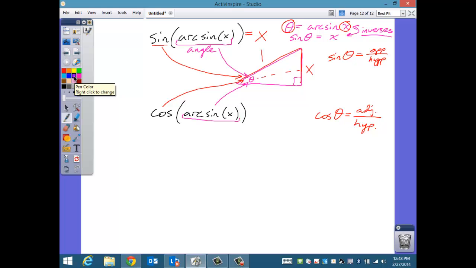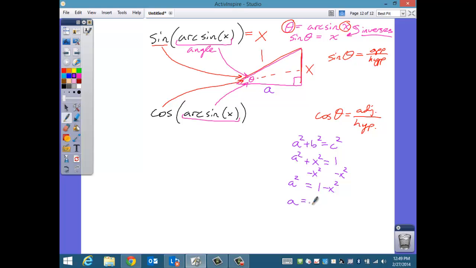Let's get another color for our Pythagorean theorem. Let's say that this side is called a, and the Pythagorean theorem, of course, goes like that. So we'll say that a squared plus our other side, x squared, is equal to this side squared. 1 squared is just equal to 1, so I just write 1. Now don't forget, we're solving for a. So because we're solving for a, I'm going to get a by itself.